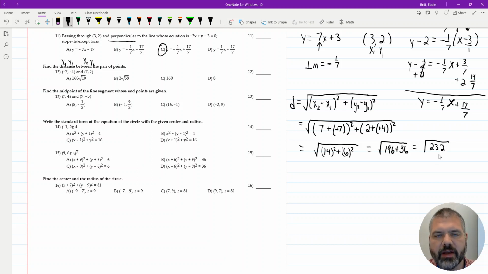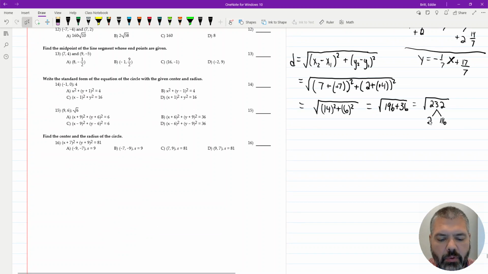I like to simplify my radicals using a factor tree. And the way you do that is, I know that this is divisible by 2. So 2 times what? Well, 232 divided by 2 gives me 116. Now, I can't break down 2 anymore. But I can break down 116 because it's an even number, so I can say 2 times something. So 116 divided by 2 gives me 58.